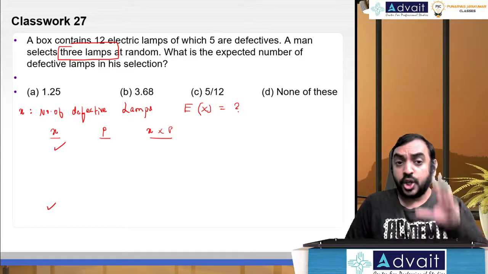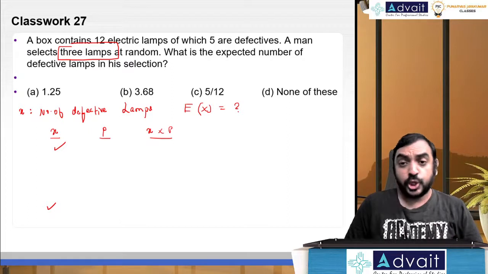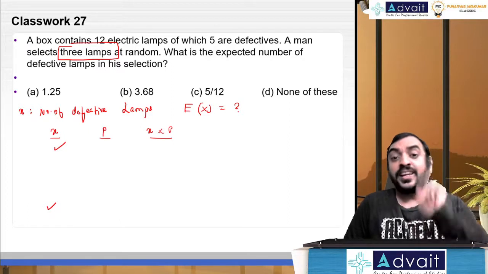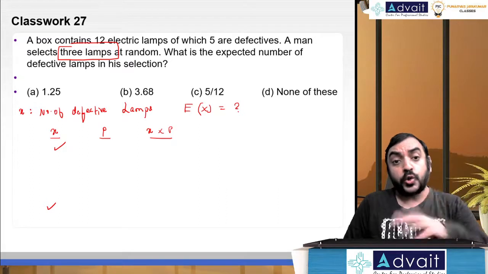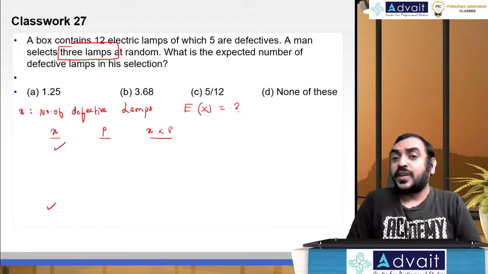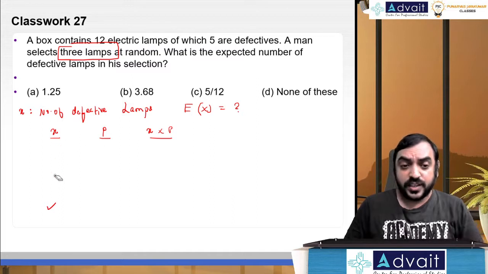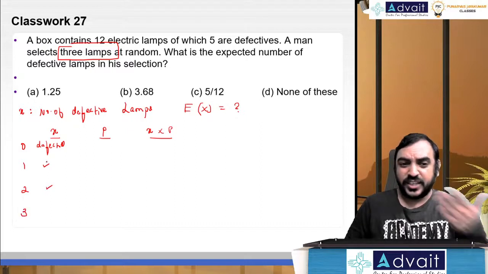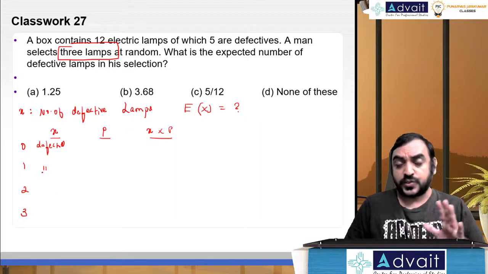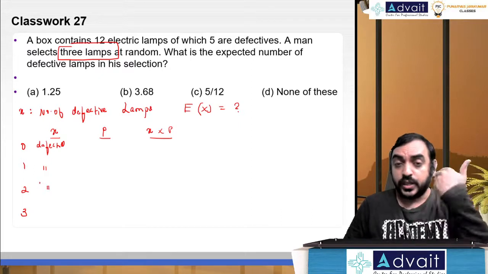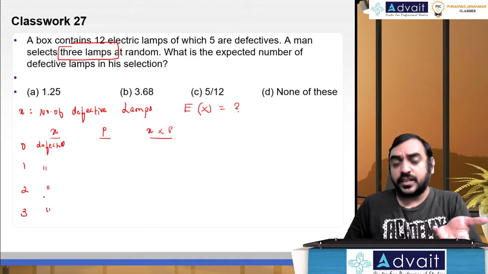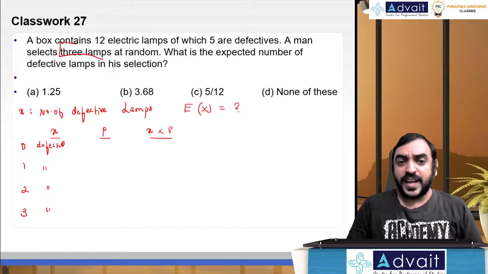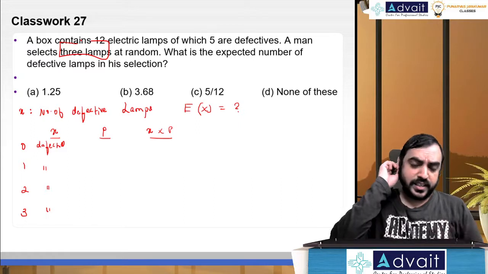What are the possibilities? All the 3 lamps may be defective. 2 lamps may be defective. 1 lamp may be defective. Or 0. None of them may be defective, right? All of them might be correct ones. So what are the possibilities? That is 0 defective, 1 defective, 2 defective and 3 defective. Maximum is 3. I should stop at 3 because you are selecting only 3 lamps.